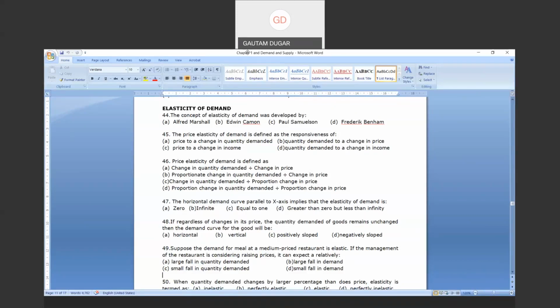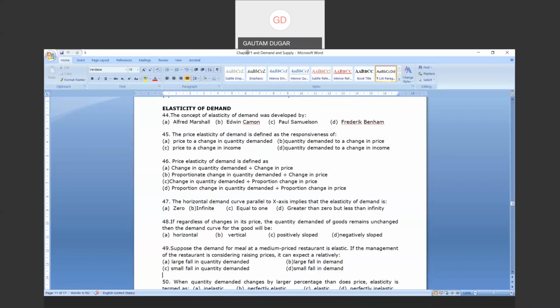If regardless of changes in its price, the quantity demanded of a good remains unchanged, then the demand is not changing, and the demand curve will obviously be vertical. That is the correct answer. Very good. 49.